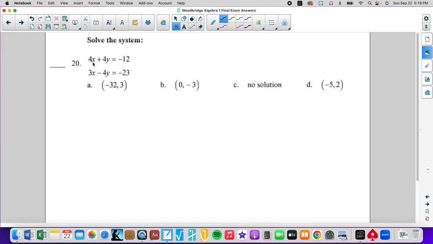Solve the system, so I can choose any method: substitution, elimination, graphing. Well, it's set up because these y's are going to cancel, so it naturally lends itself to using the elimination method.